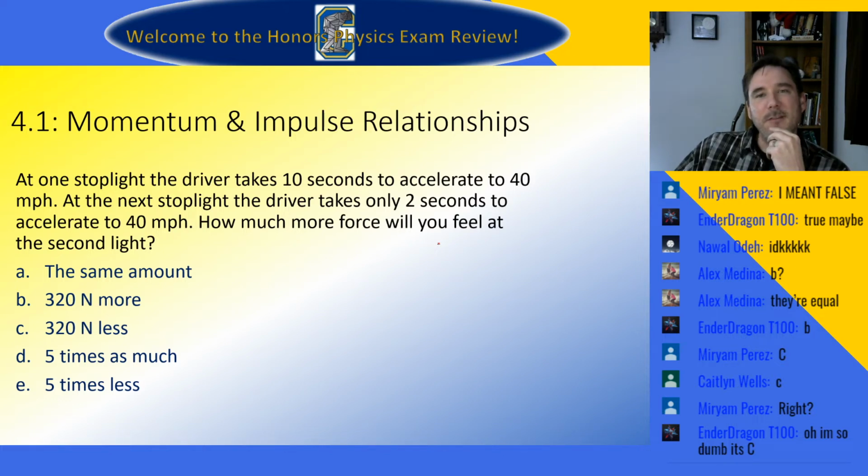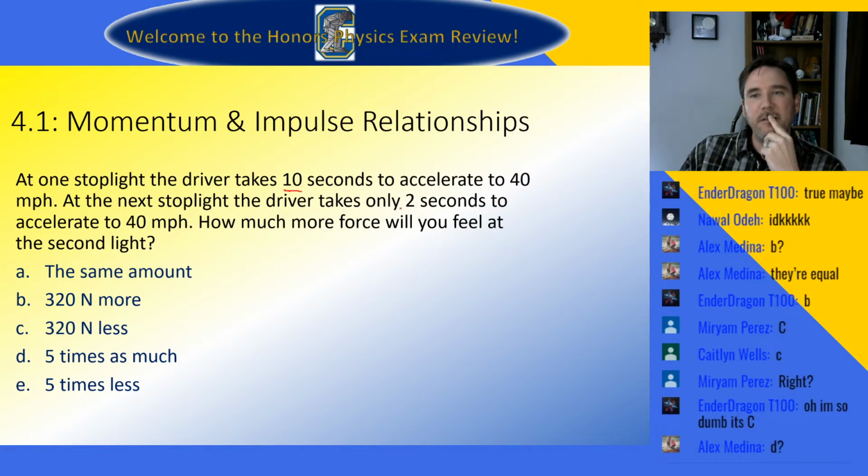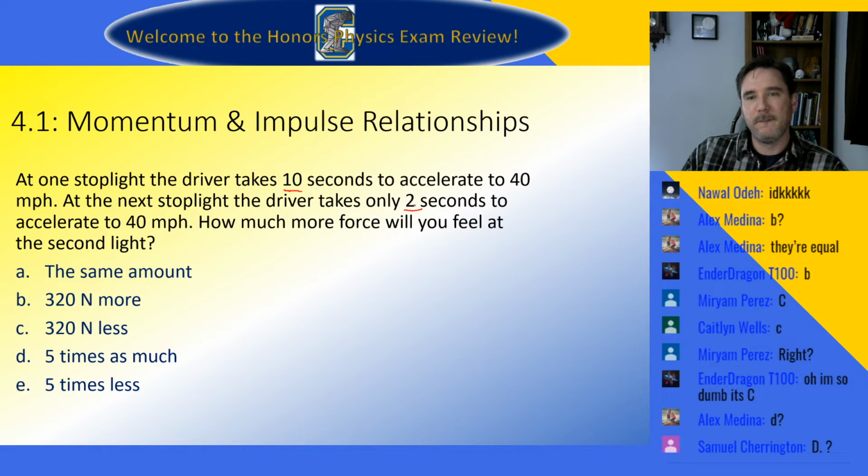At one stoplight, the driver takes 10 seconds to accelerate to 40 miles per hour. At the next stoplight, the driver takes only 2 seconds to accelerate to 40 miles an hour. So how much more force do you think you'll feel at the second light? You're going to feel thrown backwards, but really there is a force of the seat pushing you forward. So how much do you think you're going to feel? It takes 10 seconds versus 2 seconds to accelerate to the same speed.